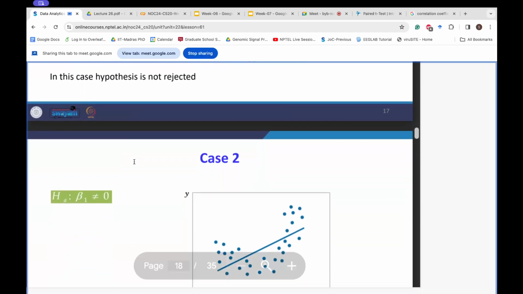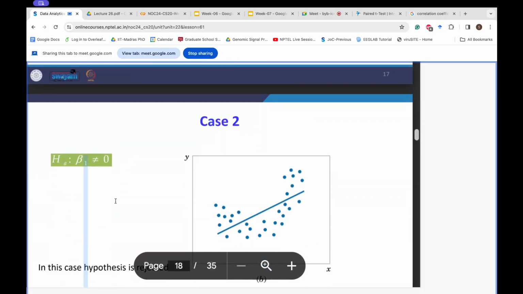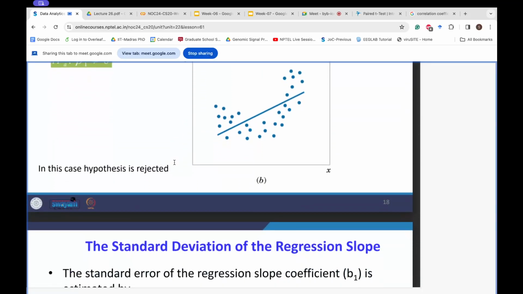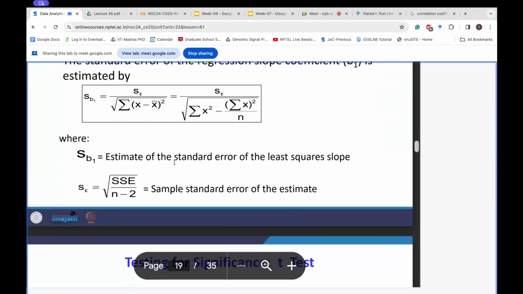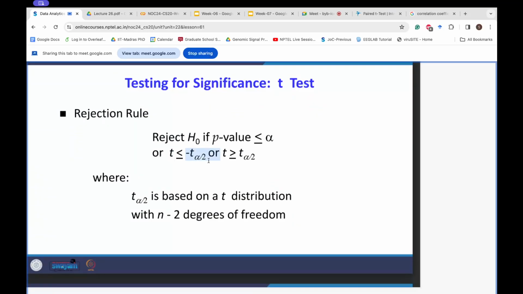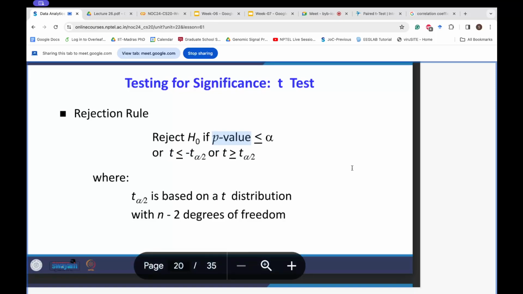The alternate hypothesis over here is beta 1 is not equal to 0, it can be less than 0 or greater than 0. So we are going to do a two tail test over here. For that we have two approaches: the critical value approach. If the computed t value is less than minus t alpha by 2 or greater than t alpha by 2, we are going to reject our null hypothesis, or the corresponding p value, that is the area under the curve after t alpha by 2 and before minus t alpha by 2, if that sum is less than alpha, we are going to reject the null hypothesis.